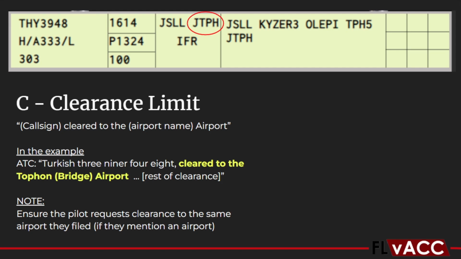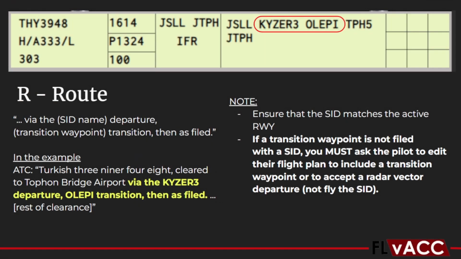The second building block of CRAFT, R, stands for route. This part of the clearance tells pilots how they will get to their clearance limit or destination, particularly focusing on the initial routing. For this example, we'll use a flight plan with a SID, but at the end we'll also cover what to say when pilots don't file a SID. For the phraseology, we'll build off the clearance limit and say via the blank departure, blank transition, then as filed.